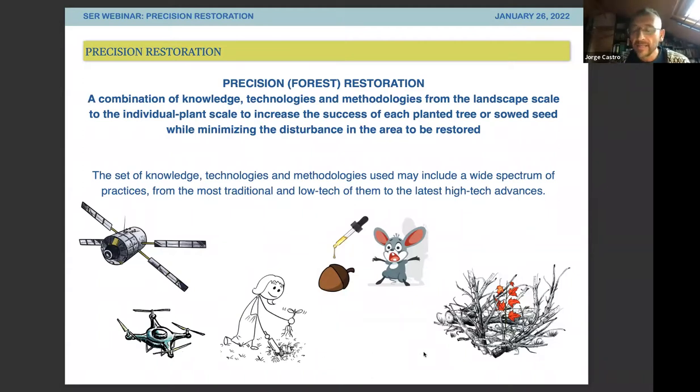We can combine any technology, method, and ecological knowledge to try to guarantee that what we plant today or what we seed today will become an adult tree in the future. In the future, maybe 5, 10, 15 years. And so we have to include many different things, and we can do that.